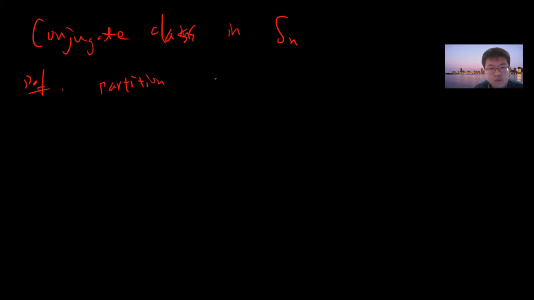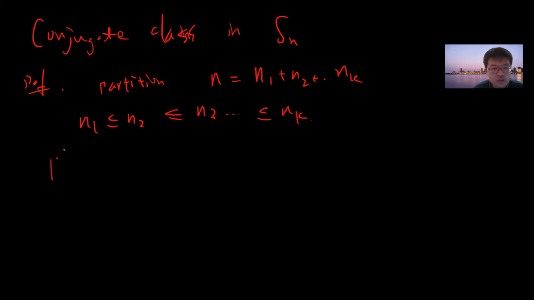Right, so the partition of n is basically you can write n as n1 plus n2 up to some nk, right? So k can be whatever, but n1 needs to be less than or equal to n2, and so on up to nk. Okay, and p(n) is the number of partitions.